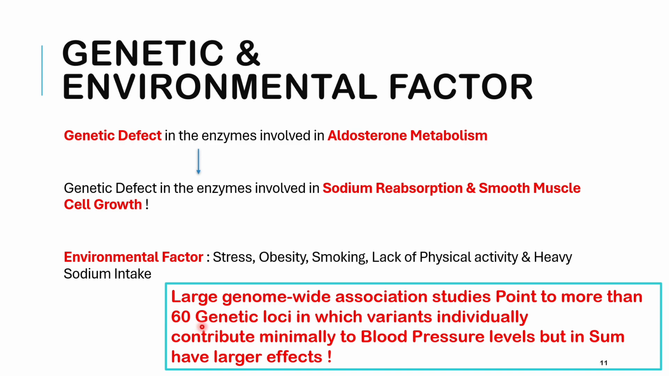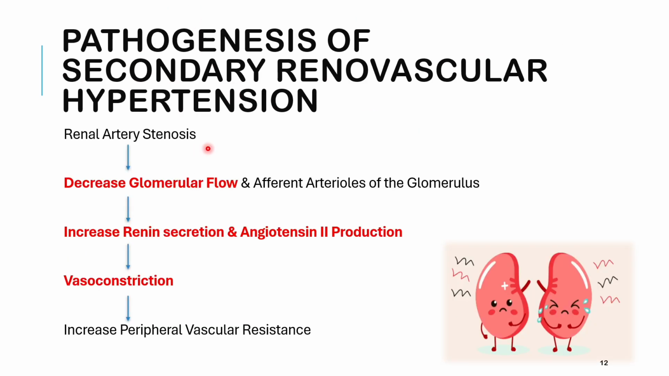All right. There are more than 60 genetic loci identified which will lead to blood pressure elevation. These are the loci, right? It can affect aldosterone metabolism, it can affect your sodium reabsorption, or it can lead to smooth muscle cell growth. So genetic and environmental factors ultimately will lead to hypertension.